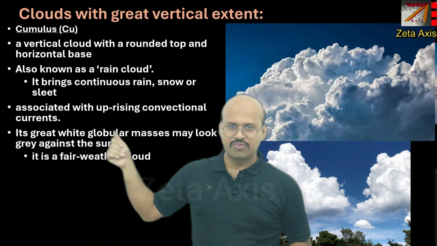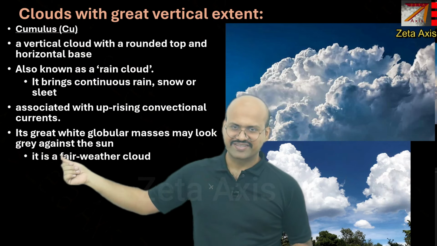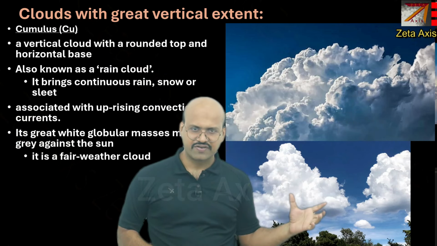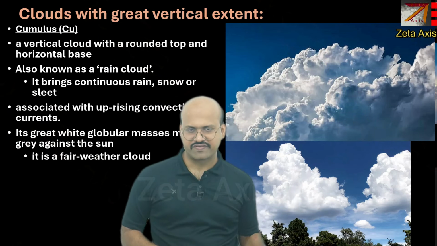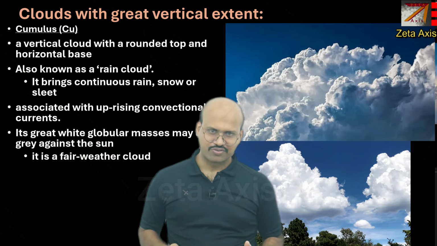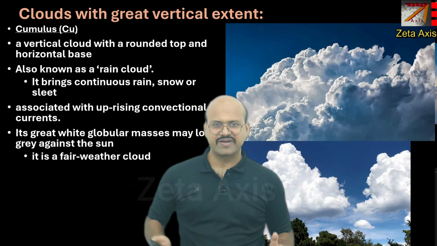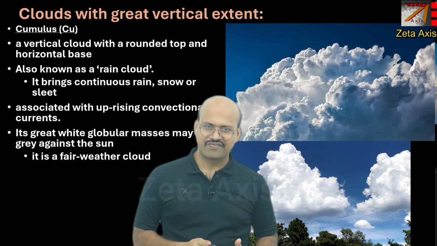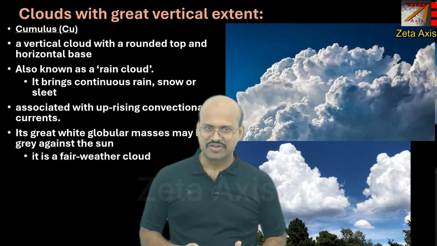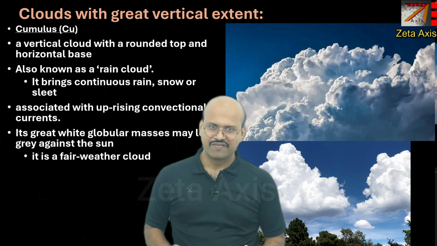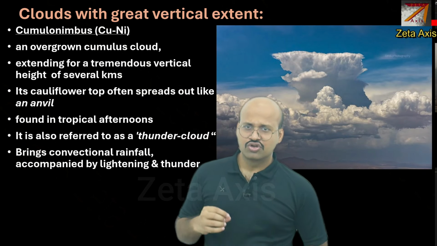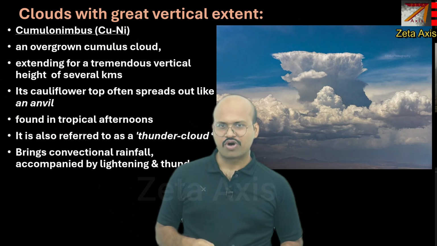Its great white globular masses may look grey against the sun. It is a fair weather cloud. So it does give rainfall, but it also sometimes indicates fair weather. So remember, all the clouds can be formed through different mechanisms. Some mechanisms could indicate good weather, while sometimes it could be formed in the process of an upcoming front or rainfall. Now the last one is Cumulonimbus, and this is the most important cloud.